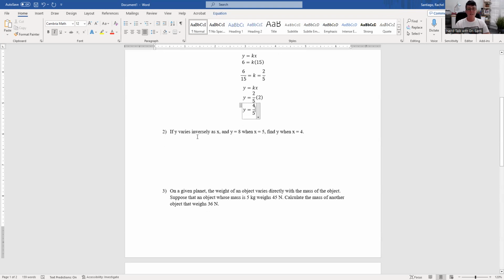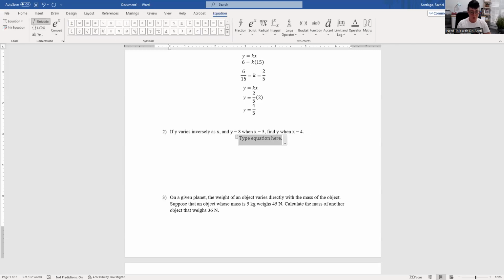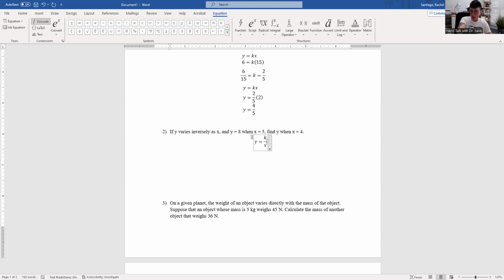Y varies inversely as X, and Y is equal to 8 when X is equal to 5. Pause right there. Let's write our formula. We have that Y varies inversely as X, so inversely you're thinking denominator, okay? So Y is equal to K over X. X is now in the denominator, varies inversely.